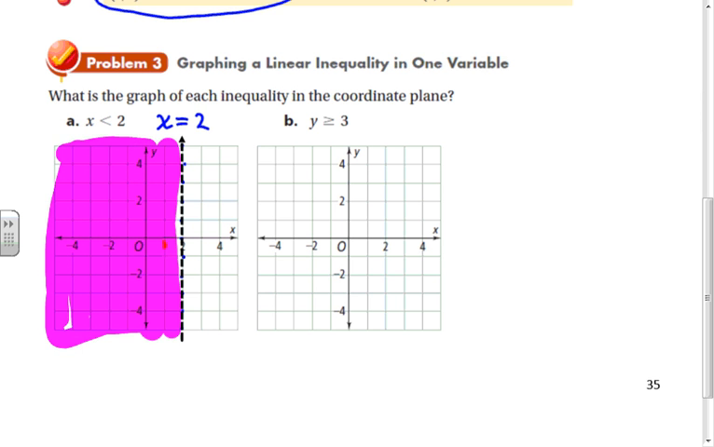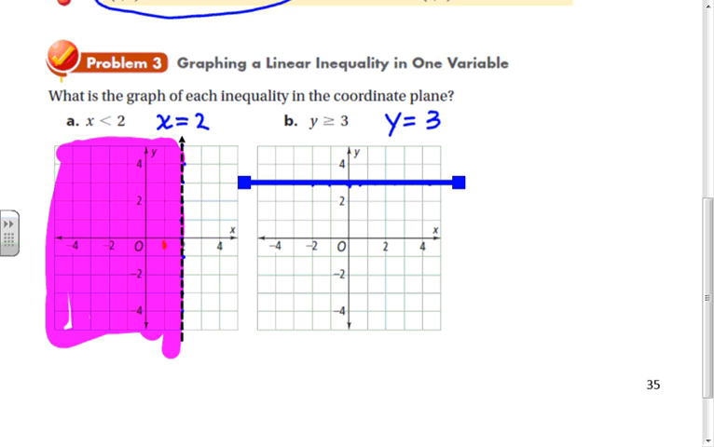All right, and then on the other one, we have y greater than or equal to 3. So think about the boundary line again, it's y is equal to 3. So any point where y is equal to 3, that would be along this line right here. Now, since it can be greater than or equal to, we're going to use a solid line in this case. So I'm going to draw a solid line right along there.